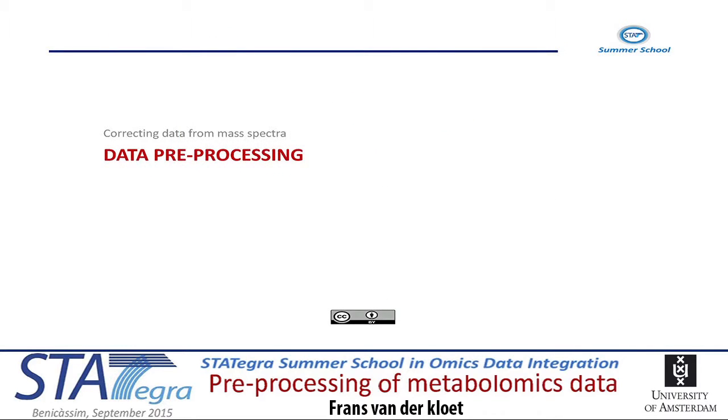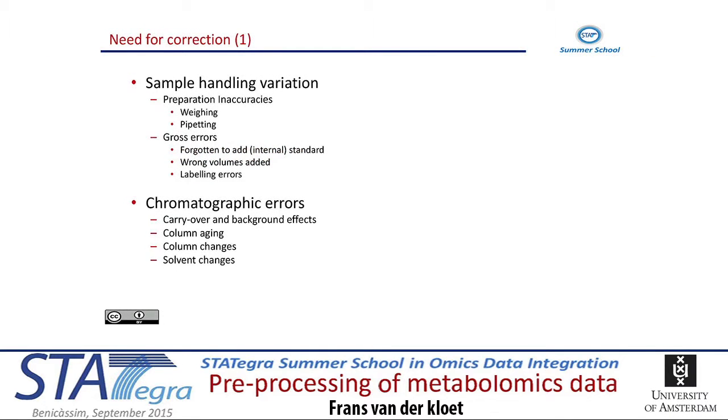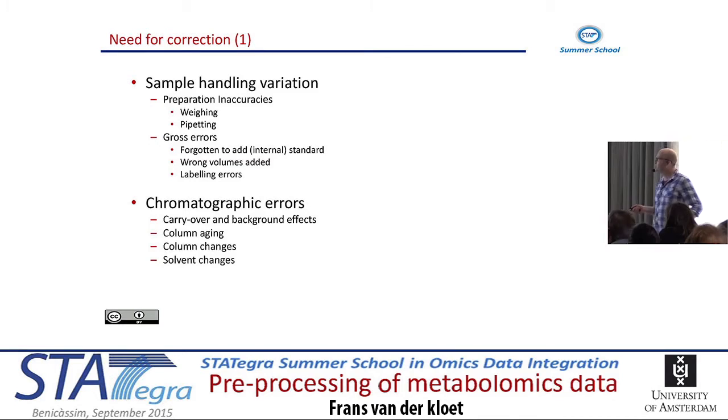So now, how do I correct my data? Finally, if I have my raw data, how do I get my data? There is some need for corrections, and I mentioned a couple of them here. First of all, there's preparation and accuracies, like weighing or pipetting, so really analytical errors. We also call them gross errors, but because analysts have to measure loads of samples, it's almost hard to call them gross errors. They can sometimes forget to add internal standards or add some compounds, or add them in wrong volumes, or make labeling errors, which often happens.